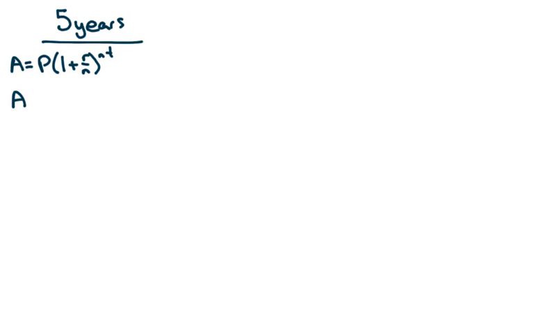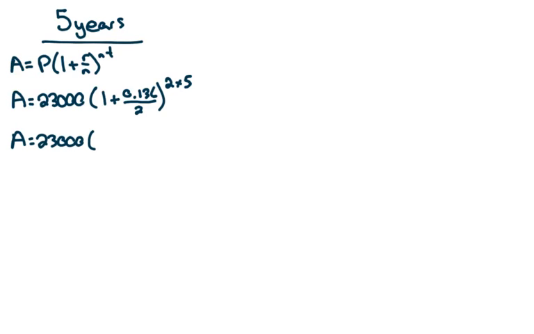Substituting in what we know, P is 23,000. R is 0.136. N is 2. And the exponent would be 2 times 5 in this case. Working this out, in the bracket, 0.136 divided by 2 is 0.068. And the exponent 2 times 5 is 10.